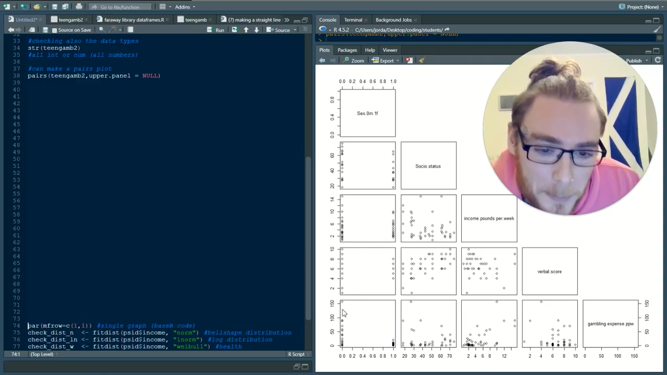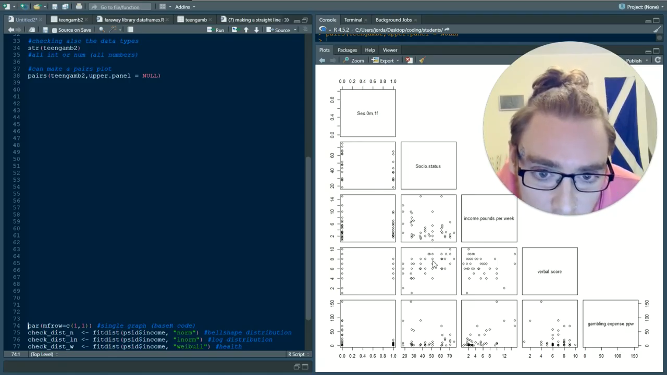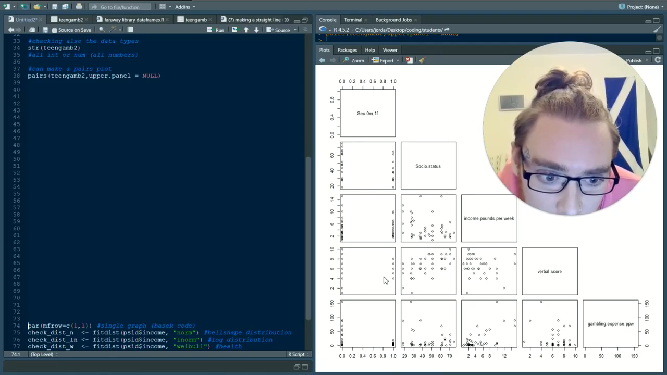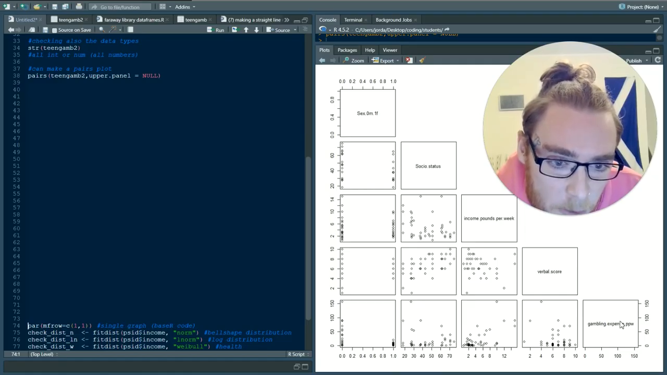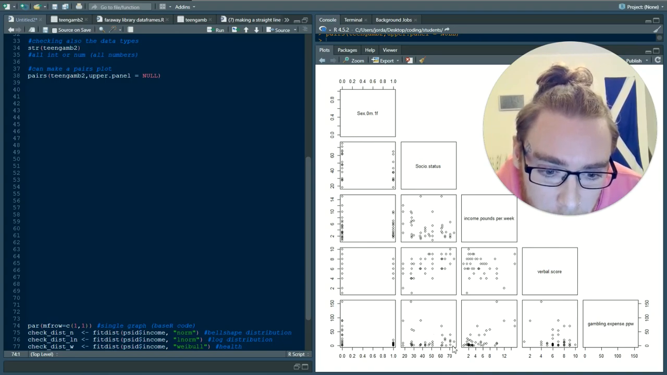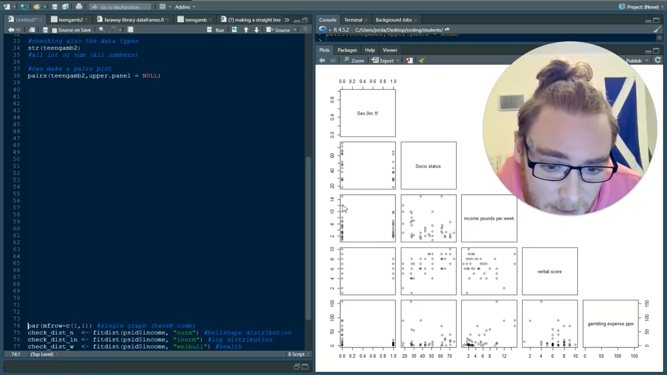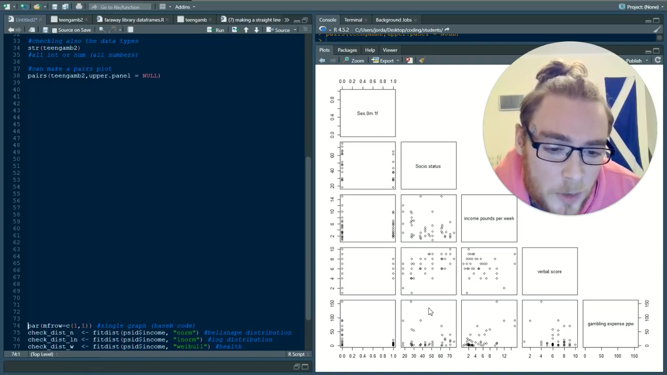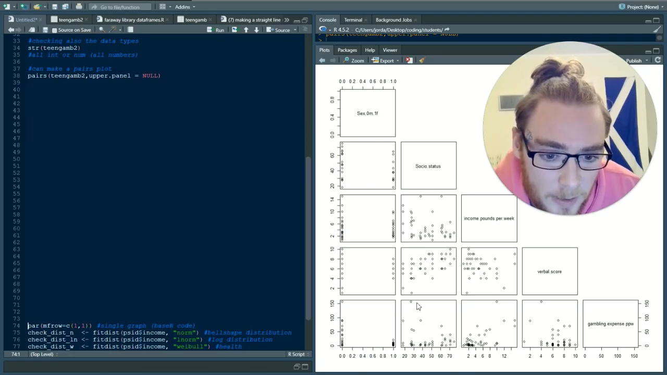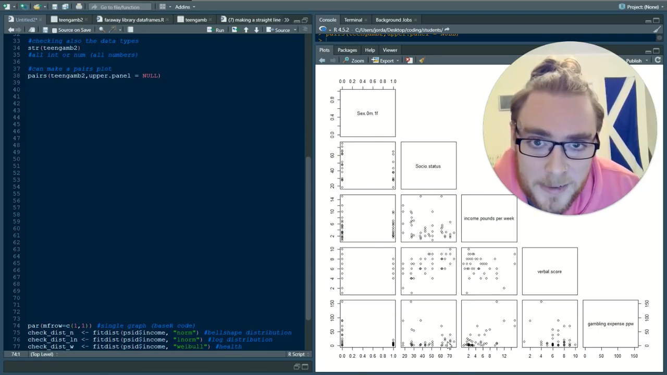What else do we have here? Oh, this looks very interesting. Remember, you're mostly interested in this box here, so we're going to pair this over. We've already done this one here. Let's go here. Socioeconomic status. It kind of looks maybe as the score goes up, that's on the x-axis, the socio-status score, just like the sex is on the x-axis here, as that goes up, the gambling expense pounds per week might go down. In general. We don't know whether that's statistically significant or not yet.